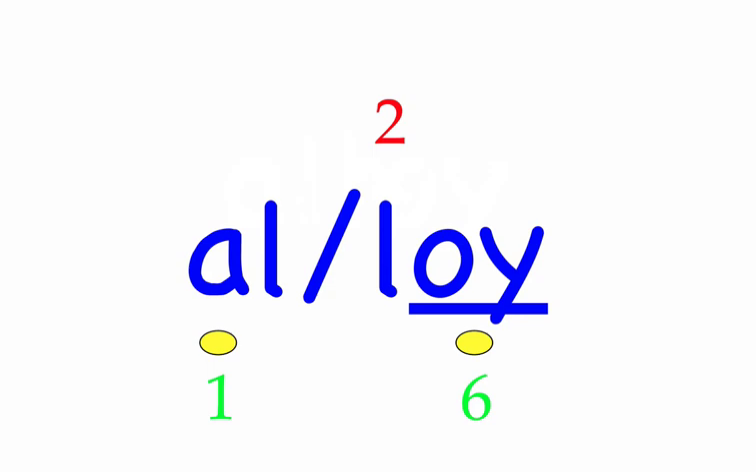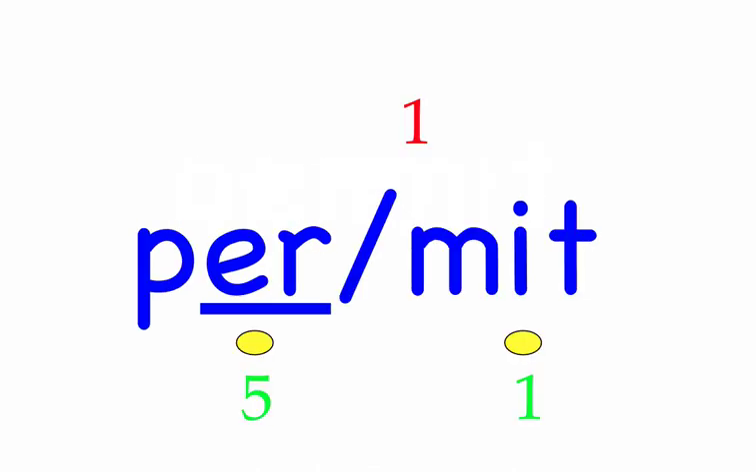Row 8, permit. Permit. You must get a permit to do that. Permit. Per, two sounds. P, er. Mit, three sounds. M, i, t. Permit. Mark the word. Permit.